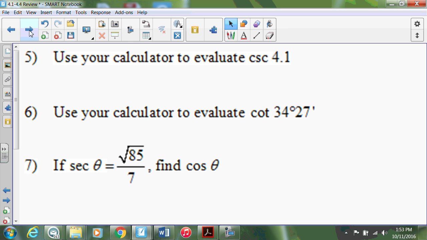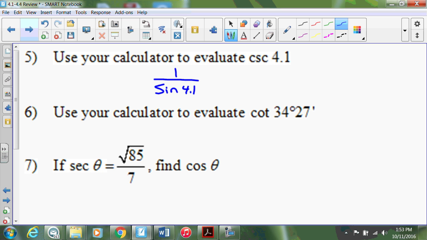Okay, and the second thing I'm going to remember is cosecant is the flip of sine. So in my calculator, I only have sine buttons. I don't have cosecant buttons. So in my calculator, I'm going to put 1 divided by sine, and then put my 4.1, and I get negative 1.22. That's good enough.